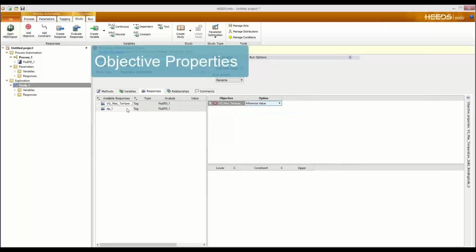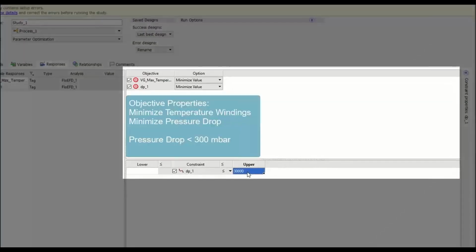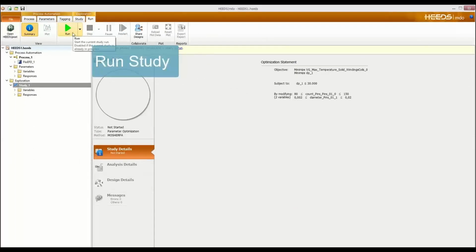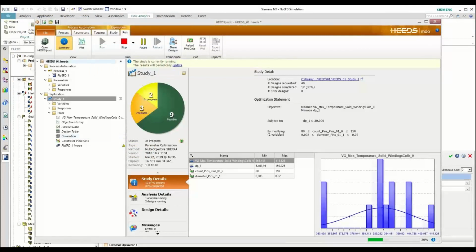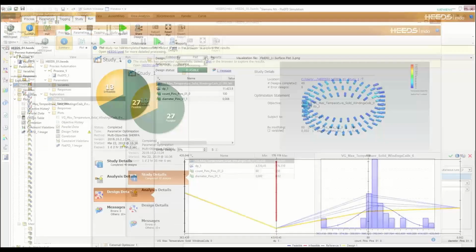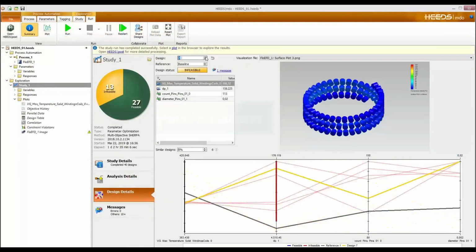Then we're setting up the objectives by simply dragging and dropping from the responses to the objectives. Our objective is to minimize the temperature and minimize the pressure drop, and setting a restriction on the pressure drop not to exceed a given value. And all we have to do next is run the study. Once we run the study, the exact same interface shows us as it progresses what the infeasible designs are, what the error designs are, and what the feasible designs are. So at the end, we end up with 27 feasible designs and 13 infeasible designs violating one of the constraints.